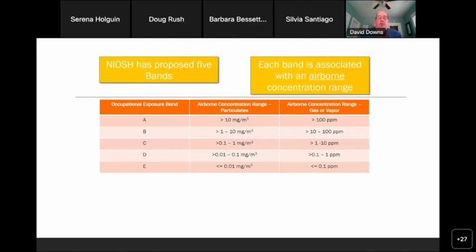And then as the concentrations increase, you can see how they've decided to establish their bands. And basically it's the rule of 10 that they're using in these cases. So that gets down to, in the case of particulate concentrations, things that have an exposure range of less than 0.01 milligram per cubic meter would be assigned to an E band, and so forth with the gases and vapors. So you can see the ranges that they established in their model.